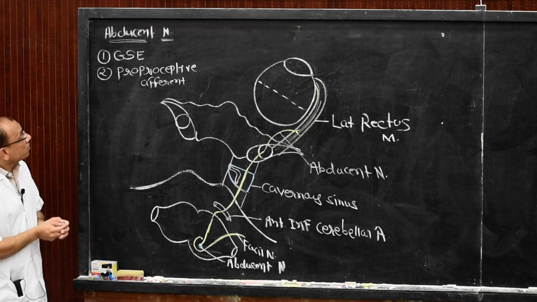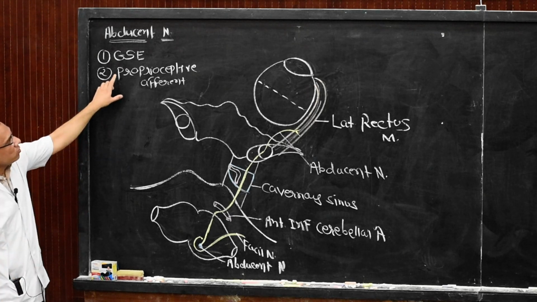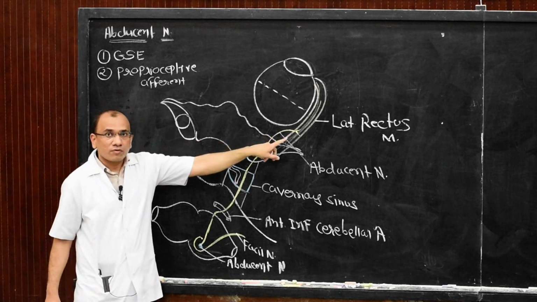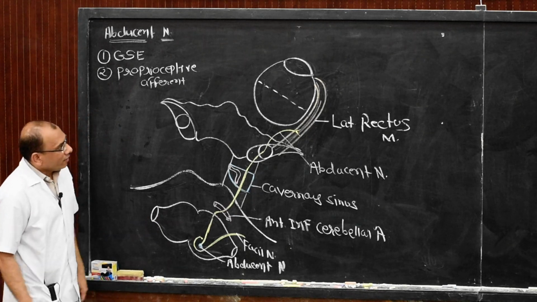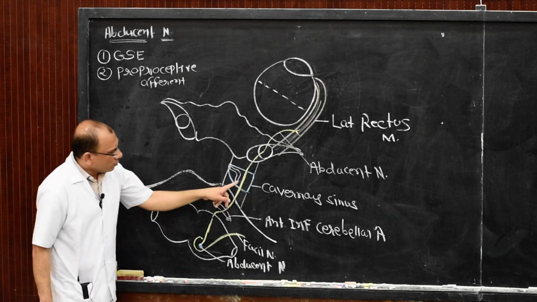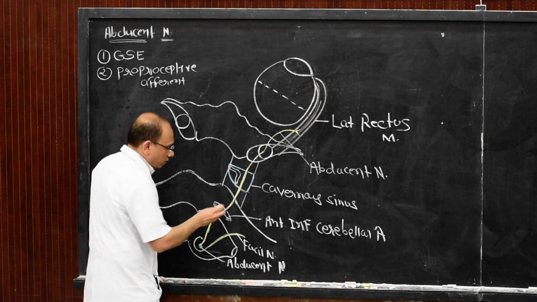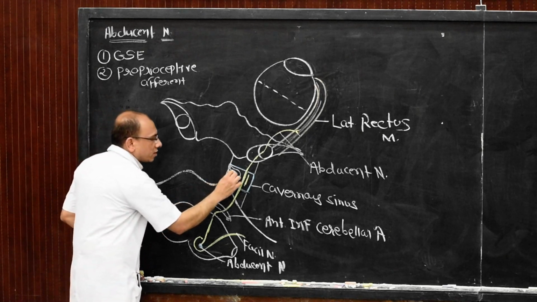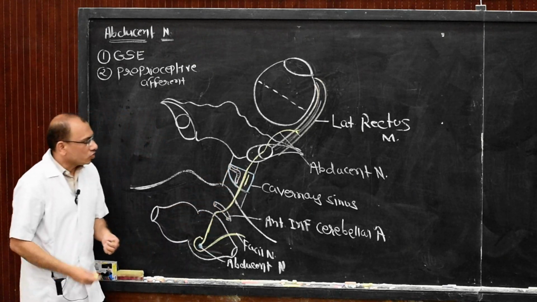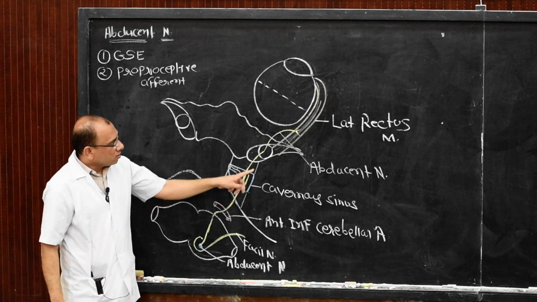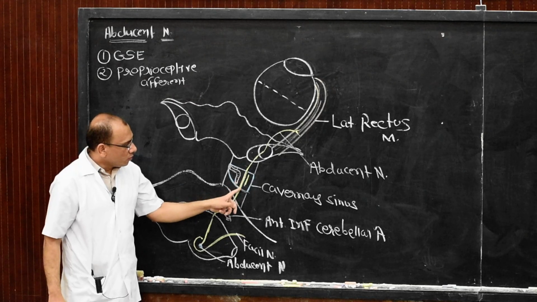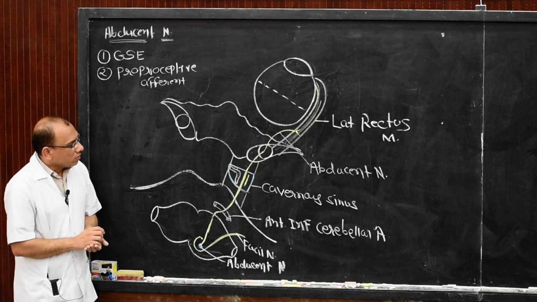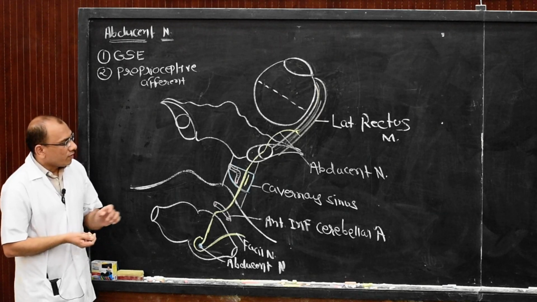So this is about the abducent nerve, which has two types of fibers: general somatic efferent fibers, which supply the lateral rectus muscle, and proprioceptive afferent fibers, which bring the proprioceptive information from the lateral rectus muscle. There is also a communicating branch, which communicates with the ophthalmic nerve and the plexus surrounding the internal carotid artery. Through this communicating branch, the proprioceptive fibers transfer from the abducent to the ophthalmic nerve, and then ultimately to the neurons present in the mesencephalic nucleus of the trigeminal nerve.